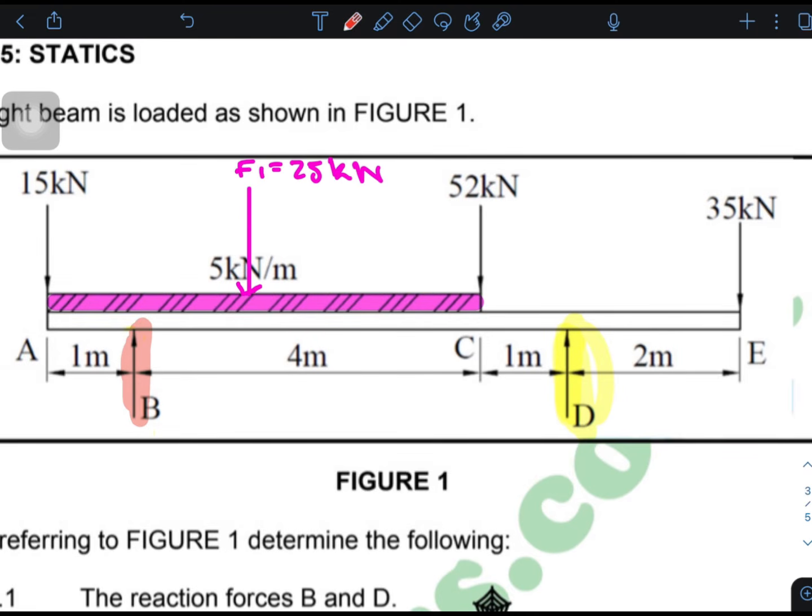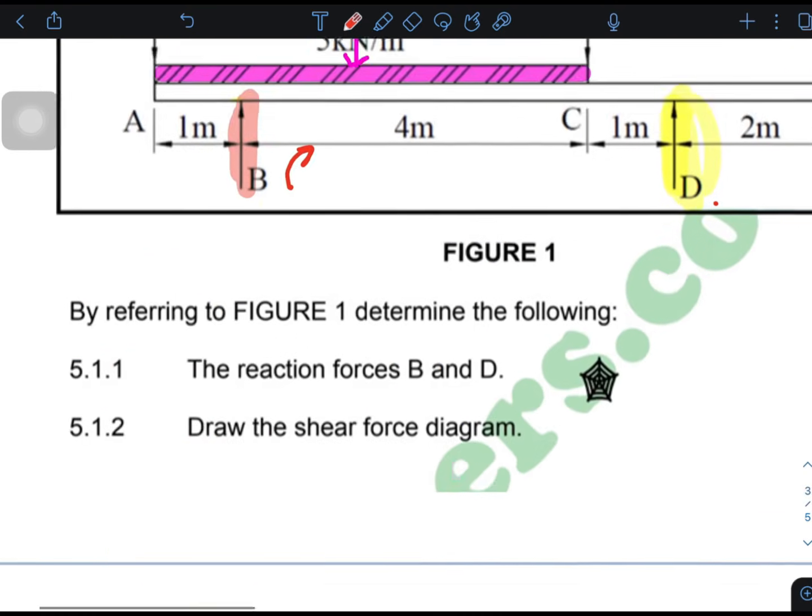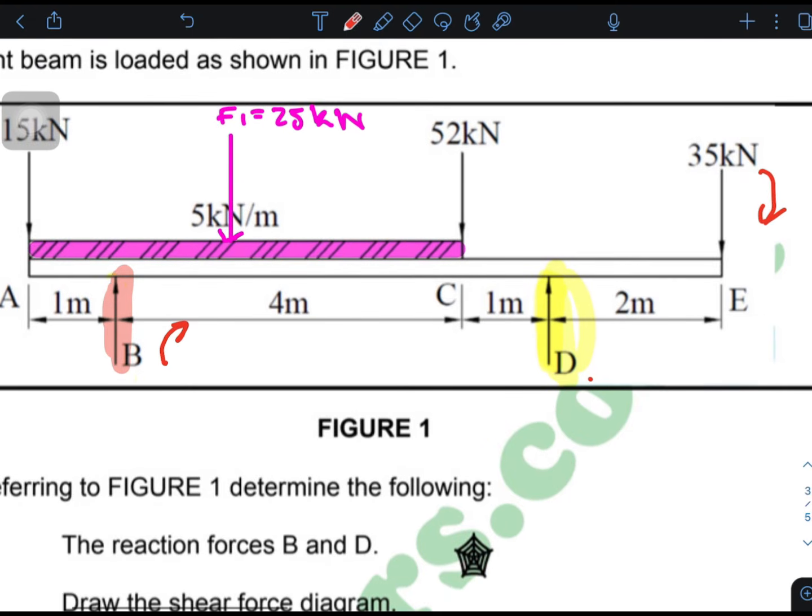Okay, if D is my reference, I see that the force B will turn this beam clockwise, and the 35 kilonewtons will turn this beam clockwise, meaning those are the two forces that are going to turn this beam clockwise when I'm saying D is my turning point.